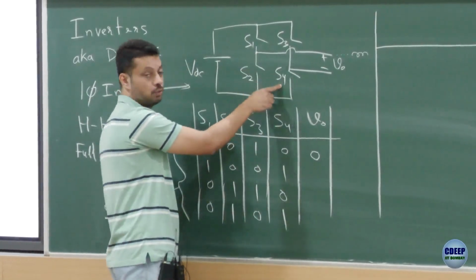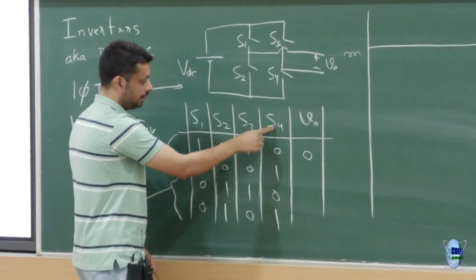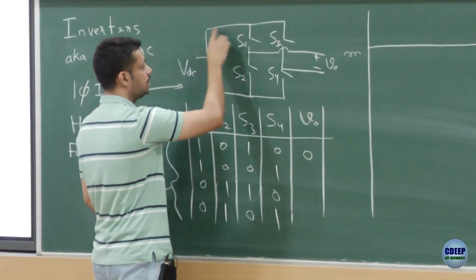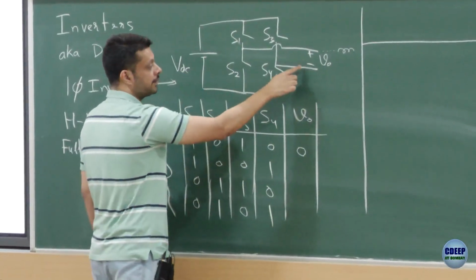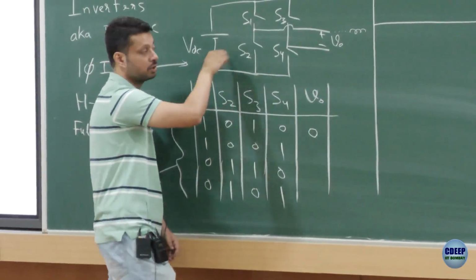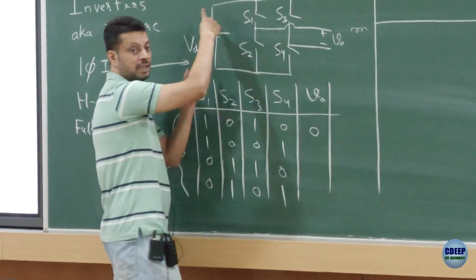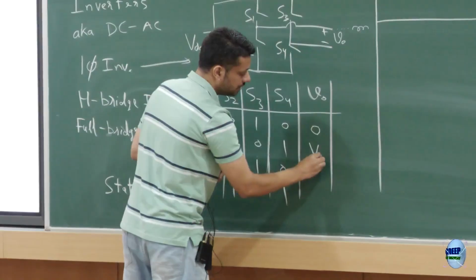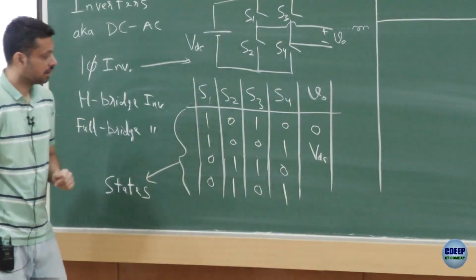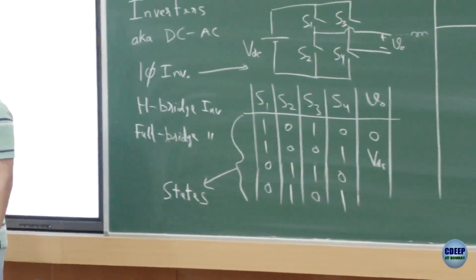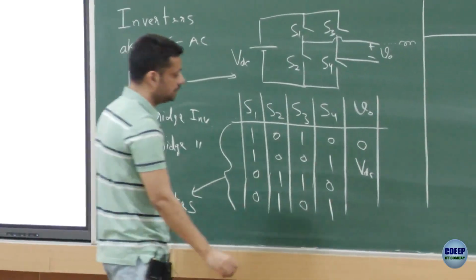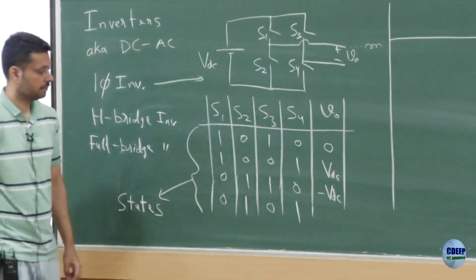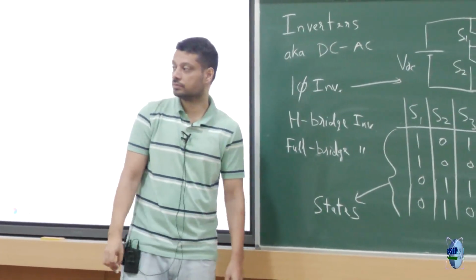Because this switch is on, S4 is on, right? And S1 is on, this is on. So that means this point is connected here. So the plus point is connected to the positive of the DC source. The minus point is connected to the negative of the DC source. So the voltage appearing across V0 is nothing but equal to the DC source, right? So second is VDC. What about the third case? Minus VDC. And what about the fourth case? Fourth case?